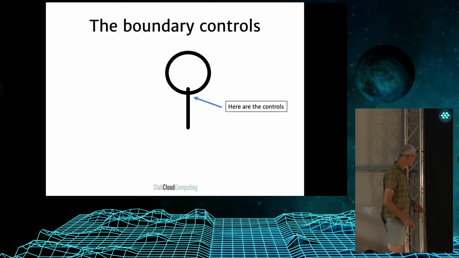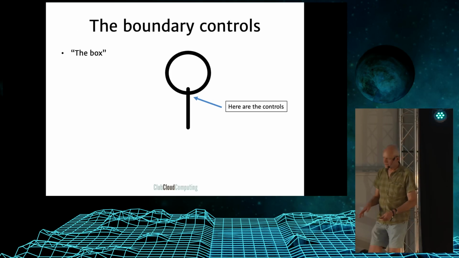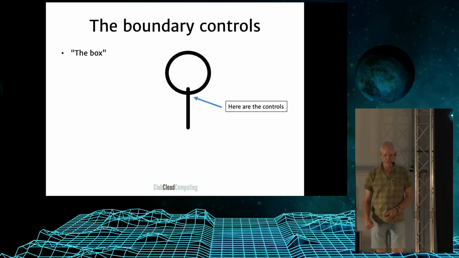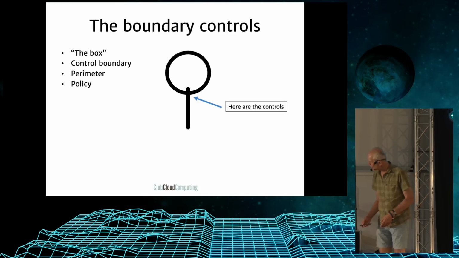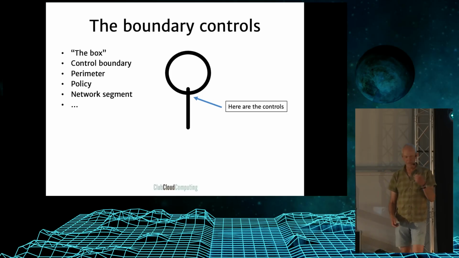Okay, starting point for analysis. The boundary controls, or the control boundaries. Now, the circle, the enclosing thing goes by many different names, and my tip, use the words that your counterparty uses, because it makes them feel heard. So, control boundary, a perimeter, a policy, a network segment, whatever it is. And we'll see some examples in a second.